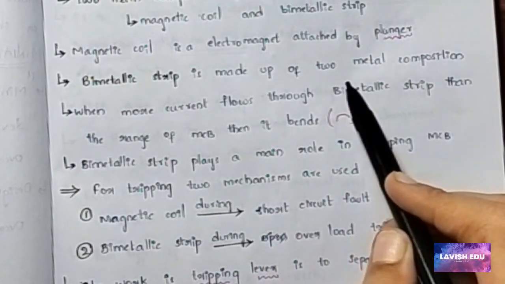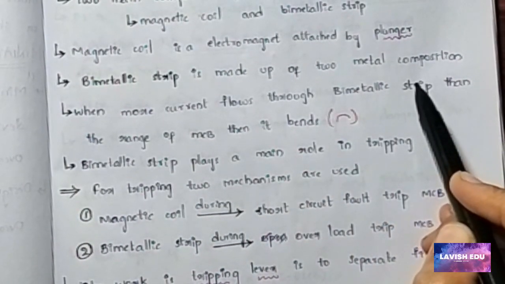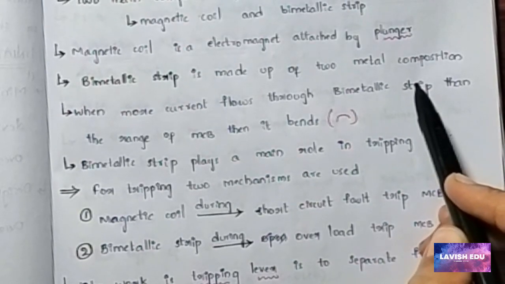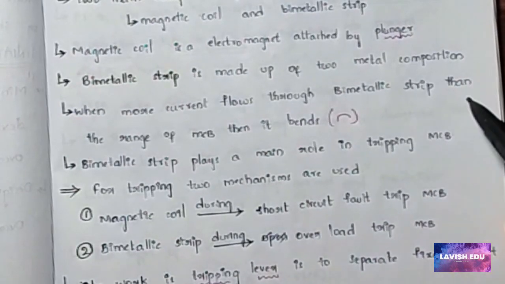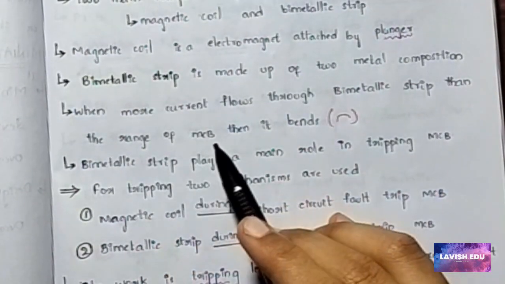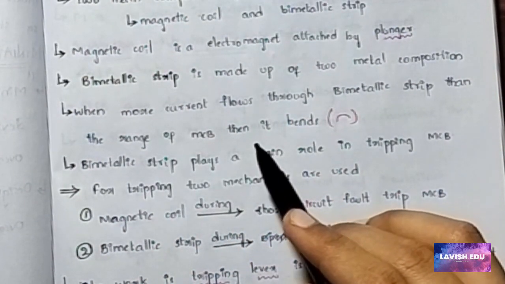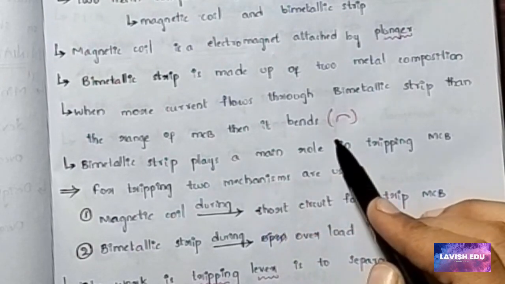Bimetallic strip is made up of two metal compositions. What are those metal compositions? Why do we use them? Let's see. When more current flows through the bimetallic strip than the range of the MCBs, then it bends.